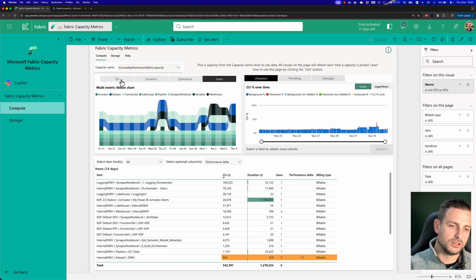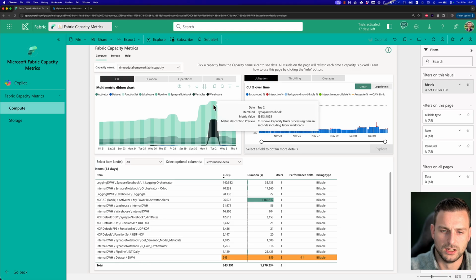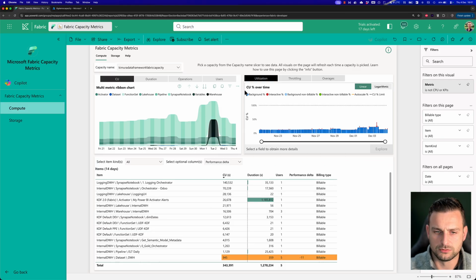Now I'll go back to the CU tab in here, and now it's a little bit quicker because it's cached data now. What we can see here is the total spend that we have over time. And then on the right side, if we move over to the utilization tab, here we see a bar chart that shows a percentage against a target, and the target is set to 100%, of course. And this target is the CU percentage limit, the CU limit. This is the amount of compute that we get with our capacity.